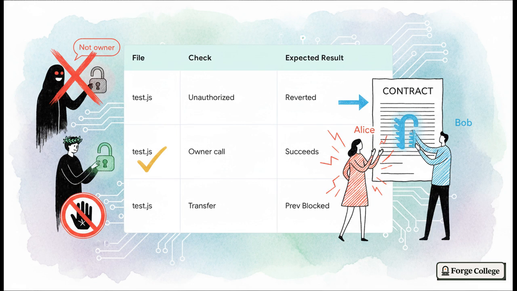But look at this last one, because it is absolutely vital. We must test the transfer ownership behavior. If Alice transfers ownership of the contract to Bob, we have to write a test proving that Alice is immediately blocked from making any more changes, and Bob is instantly granted full access. Access control isn't static, you guys. It moves, and our tests must rigorously verify that movement.